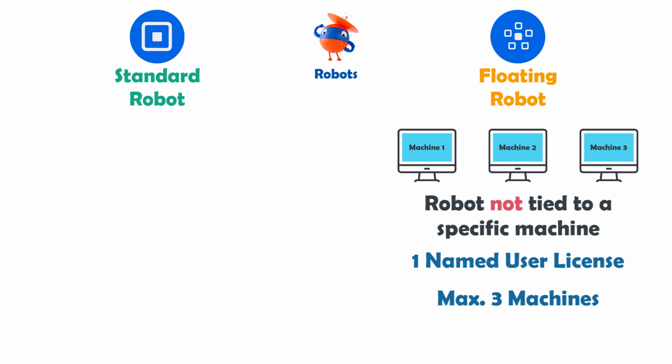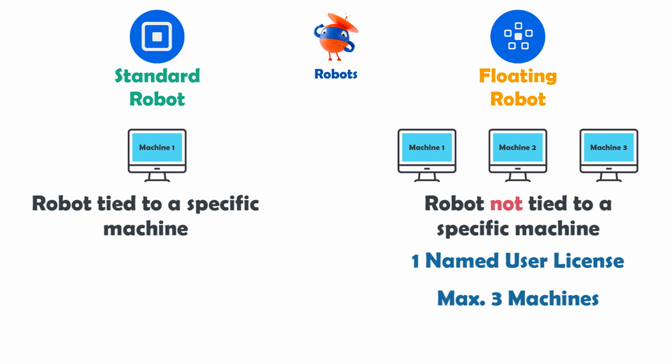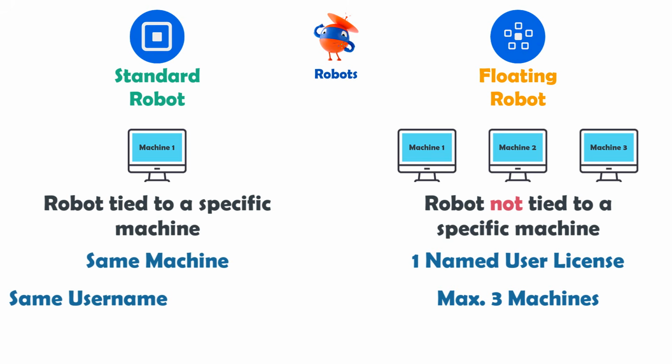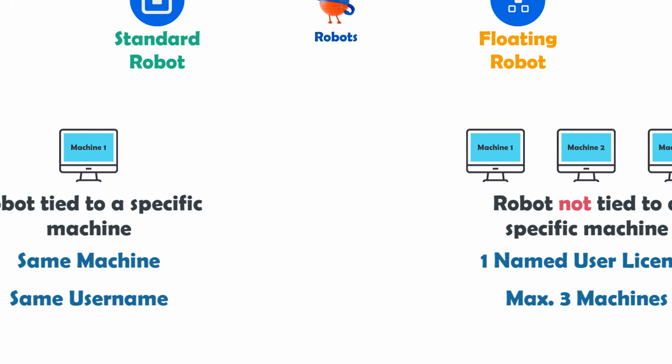A standard robot restricts the user to use UiPath Robot on a single workstation. This means that the robot is tied to a specific machine, namely the one set when creating the standard robot in Orchestrator. Standard robots work only for users who always work on the same machine, or whose name stays the same each time the user connects to it. Let's see how to create a standard robot in UiPath Orchestrator.